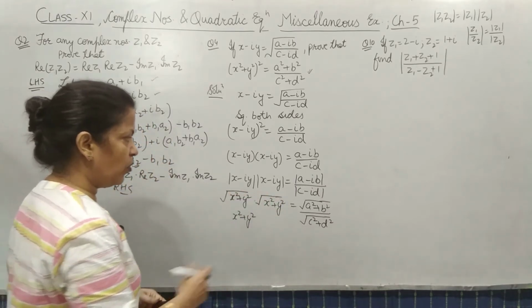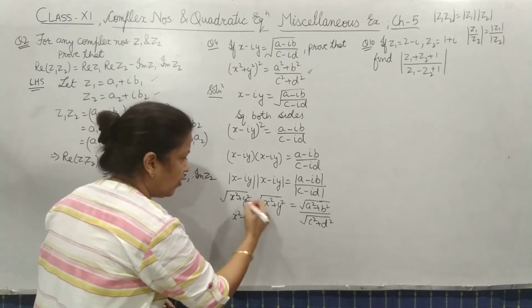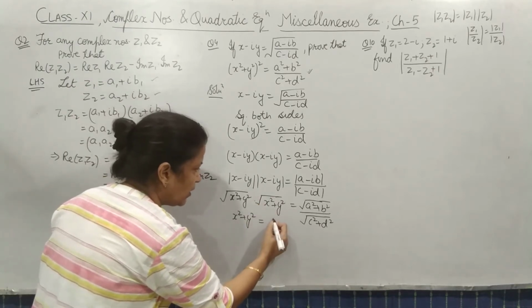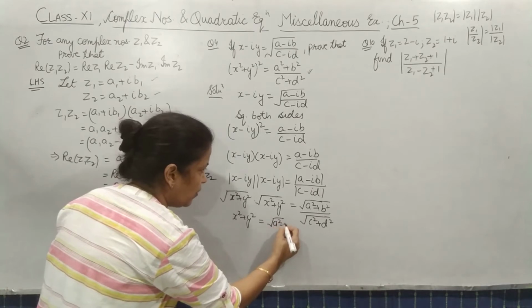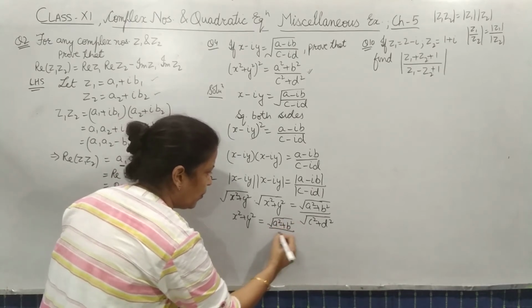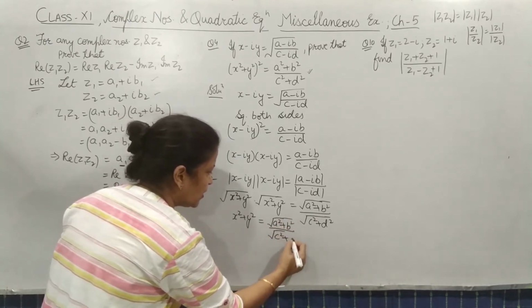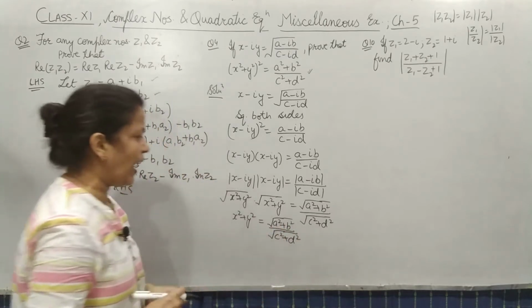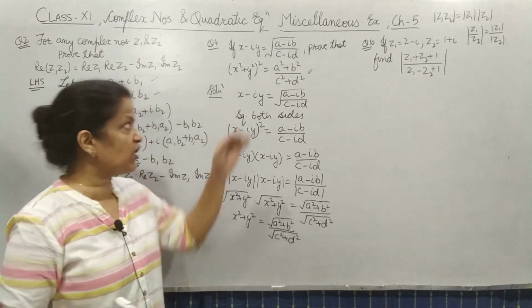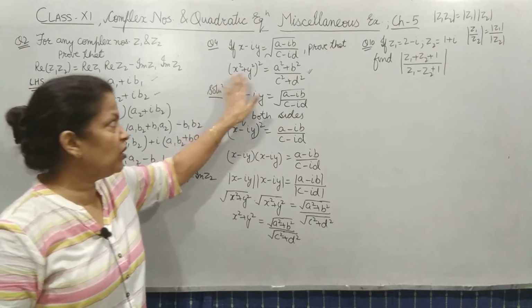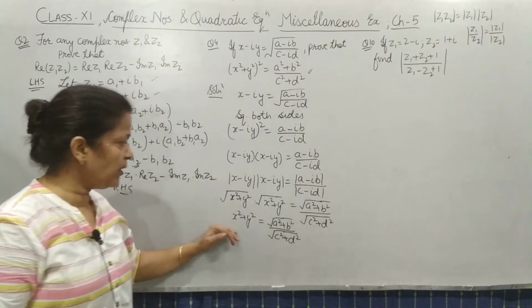Squaring both sides, still we have to write it like this, a square plus b square upon c square plus d square. So can you tell me what should be the next step? You have to arrive at this. This result you need. What should be the next step?